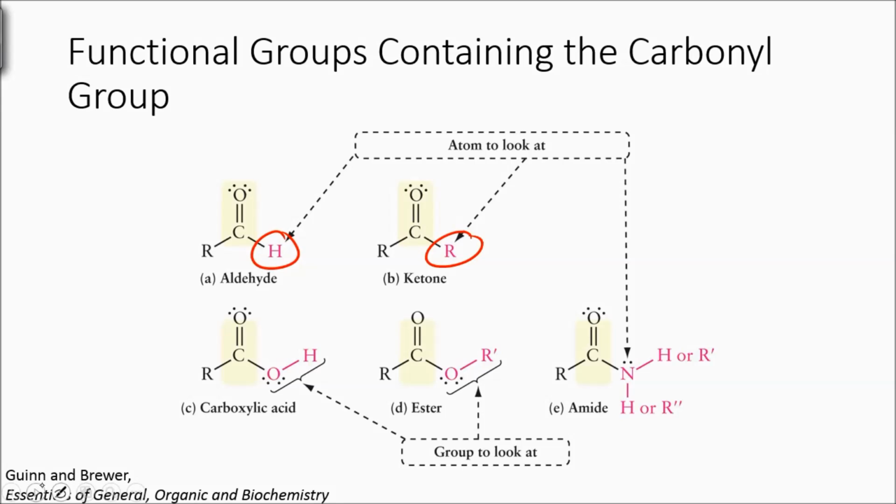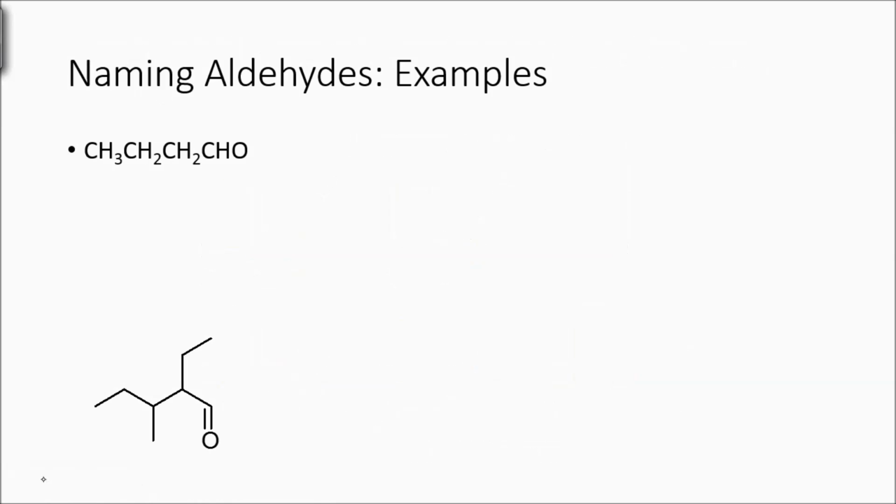So let's look at how we name aldehydes. Here, again, we look at the chain containing the aldehyde group. This is my aldehyde group, and 1, 2, 3, 4. So that's but. And there's nothing else there other than the aldehyde. So this is butanal. Because the aldehyde is obviously in the first position, we do not need to label it.